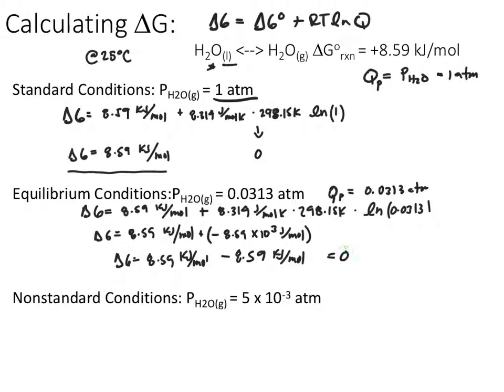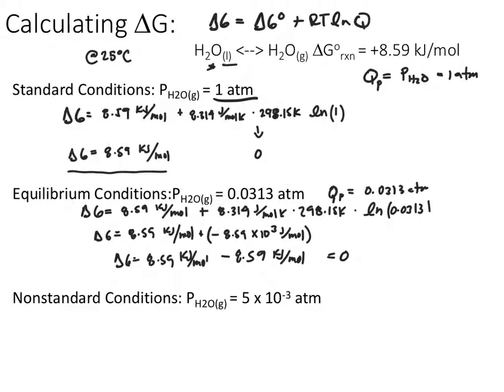When delta G equals 0, we're at equilibrium, and the forward and reverse reactions are still happening, but the overall concentrations don't change. For this last problem, we're going to look at non-standard conditions. Remember, for a gas, that would mean anything other than 1 atm. In this case, the pressure of the gas is going to be 5 times 10 to the negative third atm.